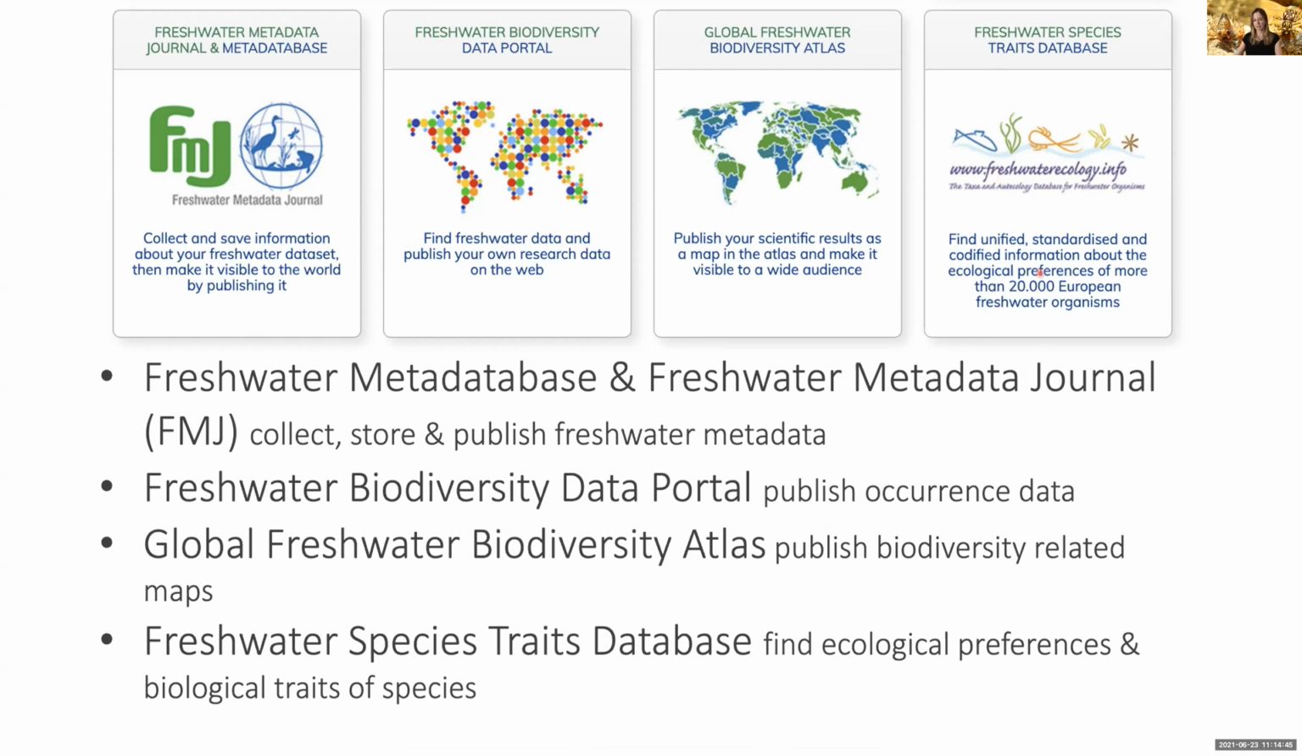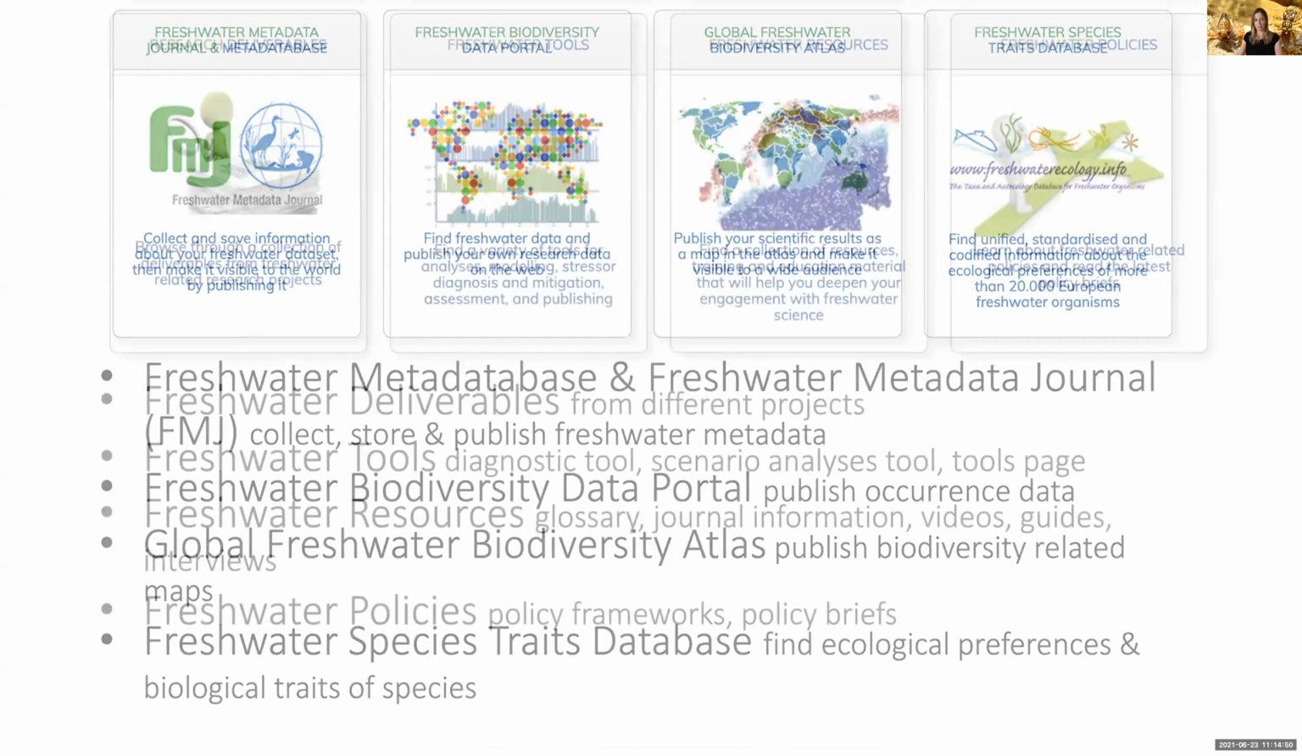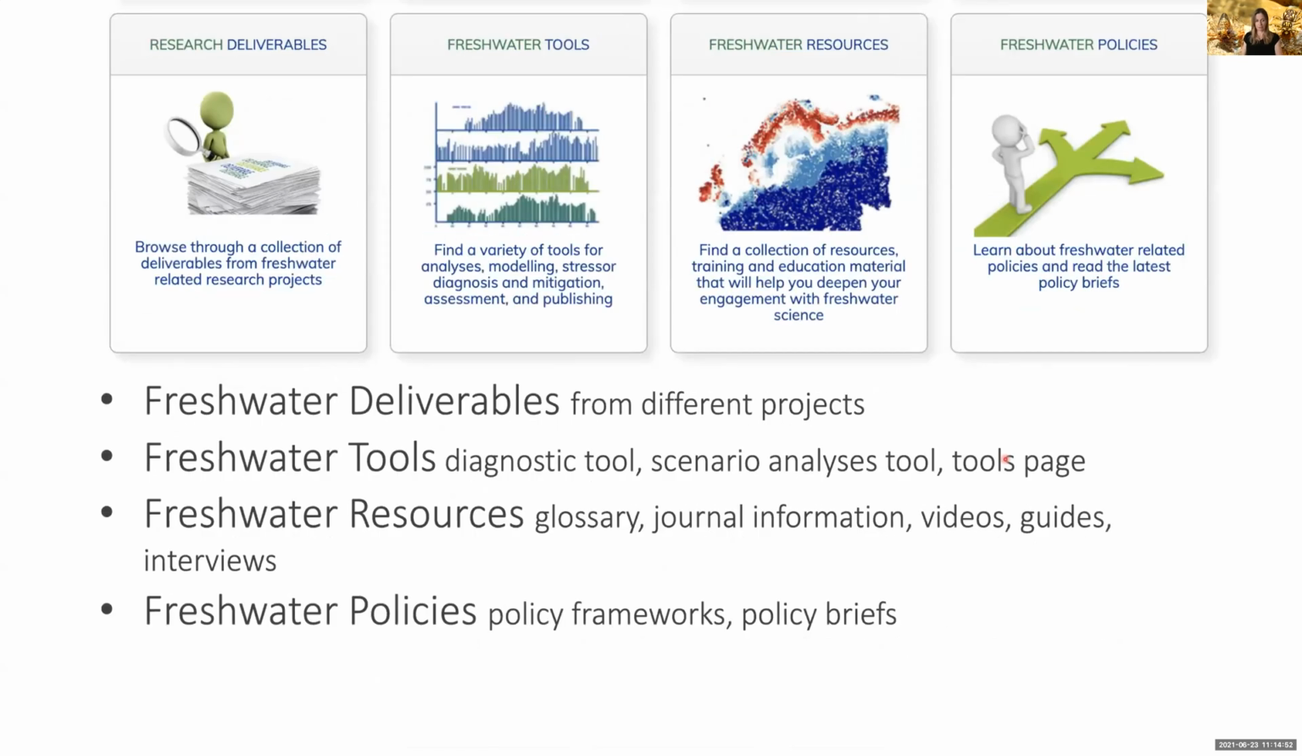The fourth part is a species traits database. Then we have this box, for example, about the research deliverables. Here we collected all deliverables that we got from different EU-funded projects in one place. So if you are interested in the research outcomes of a research project, you would not need to go to 20 different web pages, but find all the deliverables from these projects in this place.